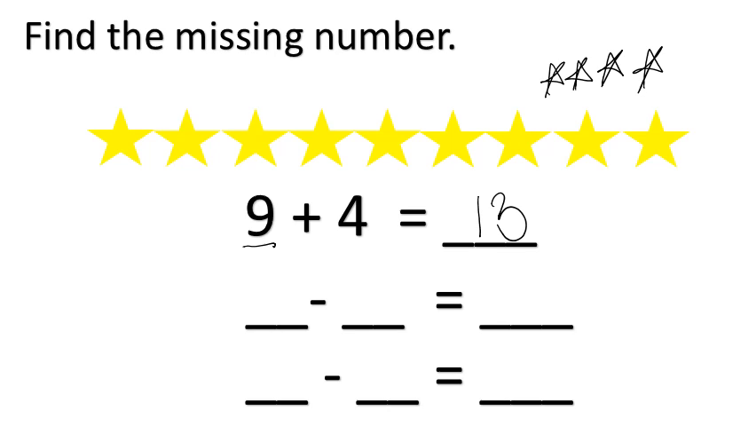If I want to turn this addition equation into a subtraction equation, how can I do that? What do I subtract from? 13. I always subtract from my sum. Okay, so 13 minus, we can choose any number here. 4. Okay, we'll do 4. My answer will be 9, right? 13 minus 4 gives me 9.